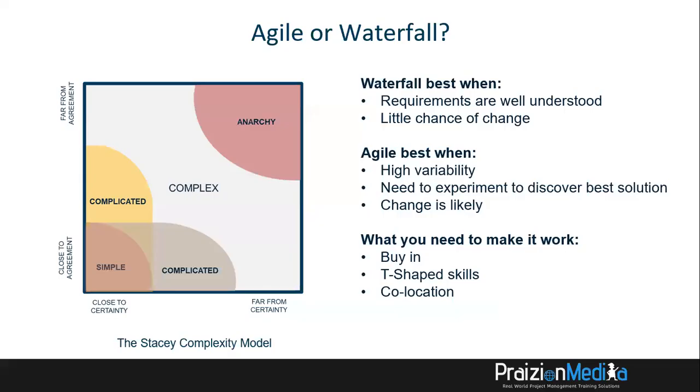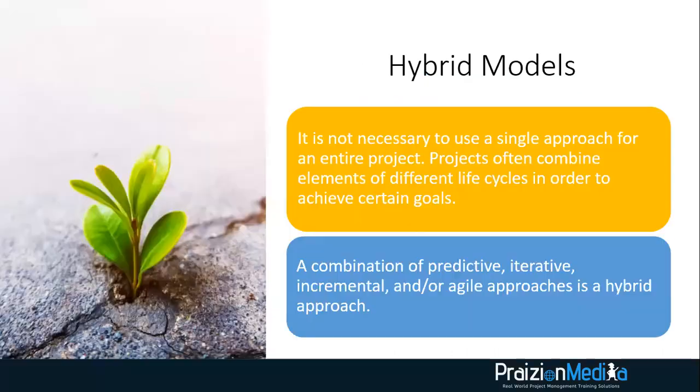If you take a look at the Stacey complexity model, you realize that all the way to the left is simple projects. All the way to the left are projects that are close to agreement in terms of requirements and close to certainty in terms of technical approach. When you look all the way to the right, anarchy zone, experimental zone, that's where we're talking about Agile. But your exam is going to present a hybridized approach in many of the questions.